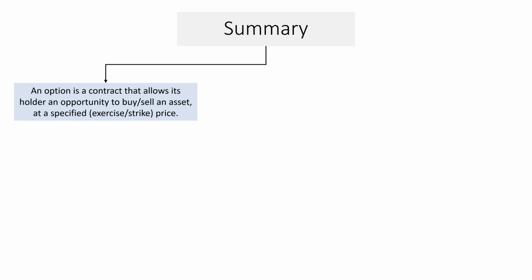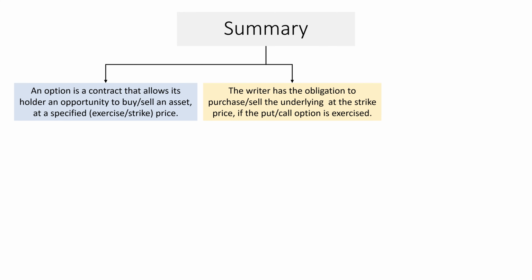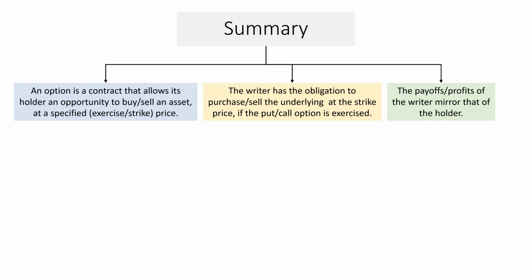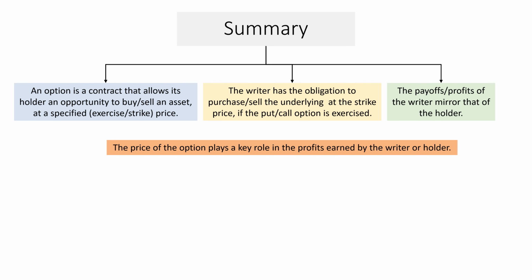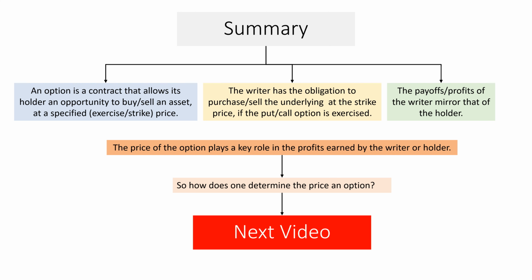So to summarize, we know an option is a contract that allows its holder an opportunity to buy or sell an asset at a specified price. The writer of the option has the obligation to purchase or sell the underlying at the strike price if the put or call option is exercised. The payoffs or profits of the writer mirror that of the holder. We can see that the price of the option plays a key role in the profits earned by the writer or the holder. So, how does one determine the price of an option? Stay tuned for the next video.